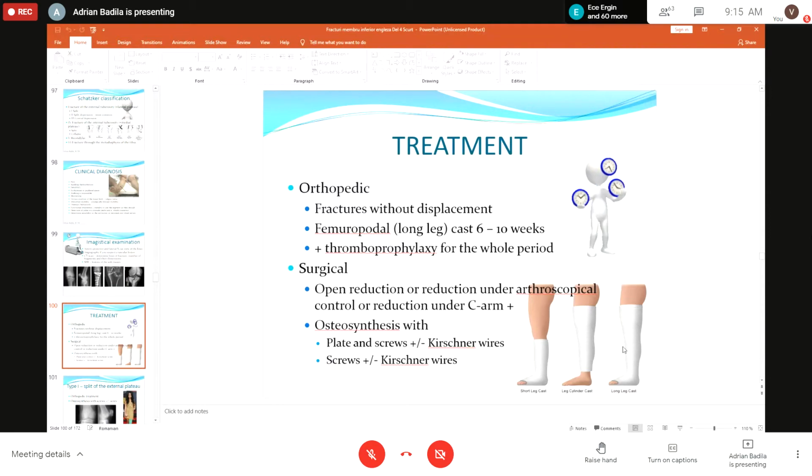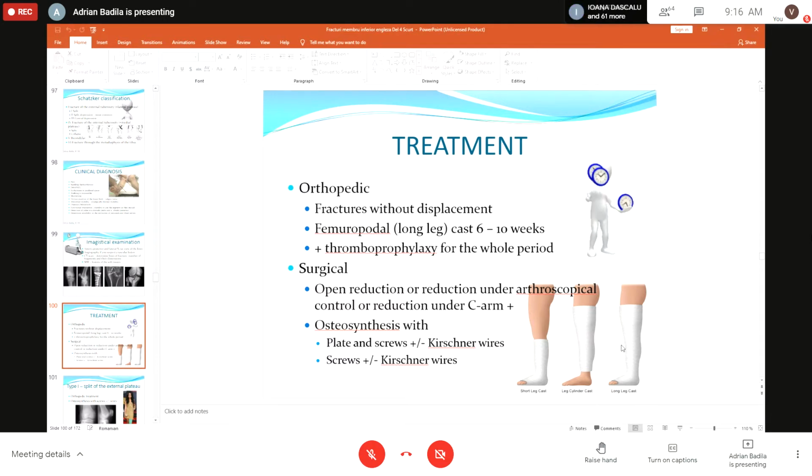The treatment. We have two options, the orthopedic treatment and the surgical treatment. The orthopedic treatment is indicated in fractures without displacement, and it consists in immobilization of the region in a femoropodal or long leg cast for 6 to 10 weeks, with walking with weight bearing at 3 months after trauma.